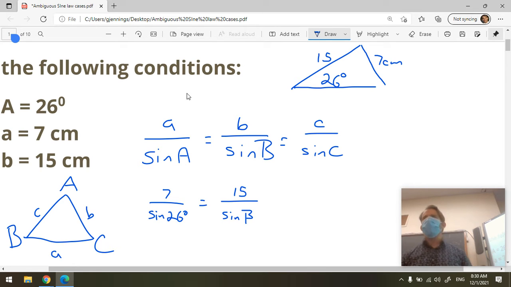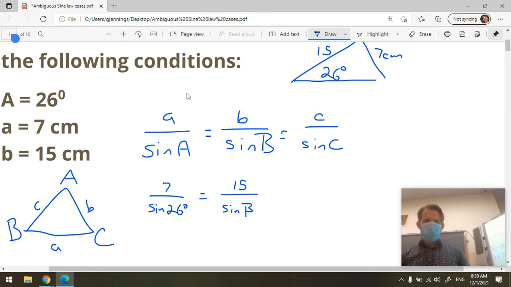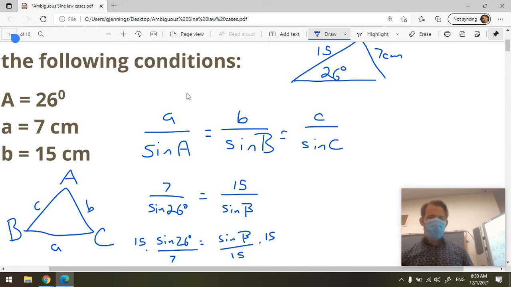Sine B is unknown. But I don't like my unknown on the bottom there. So I'm just going to flip everything. So, to solve this one, first I'm going to flip everything. Sine 26 degrees over 7 is equal to sine B over 15. Let's multiply both sides by 15. And that way I can get something that I can calculate sine B with.